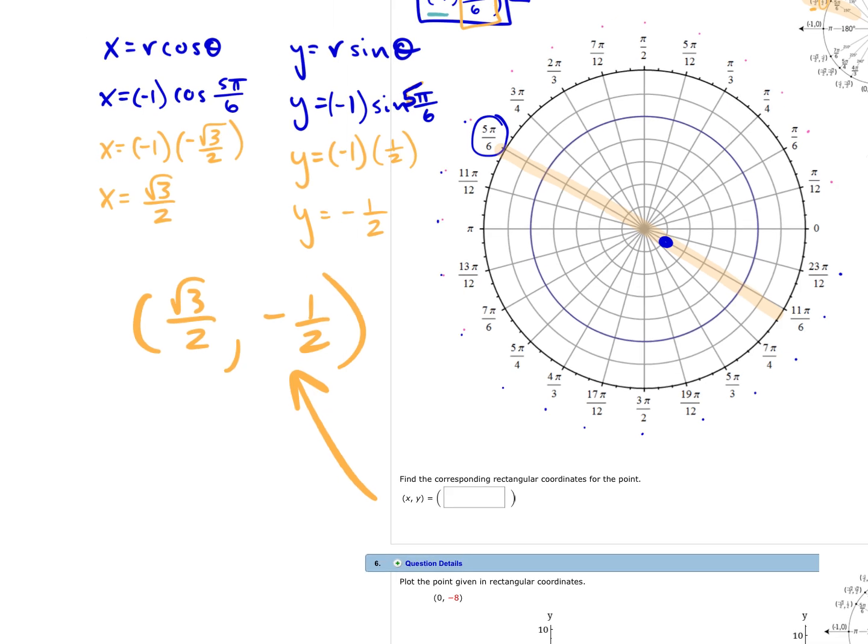If we were to just plot our xy coordinate, or rectangular coordinate, we would go to the right square root 3 over 2, and down to negative 1/2. So it would put us in the 4th quadrant there, which is where our point is on our graph. So you can always check your work that way, see if you plotted it in the right spot. If you found the correct x and y, your point's going to end up in the same place.